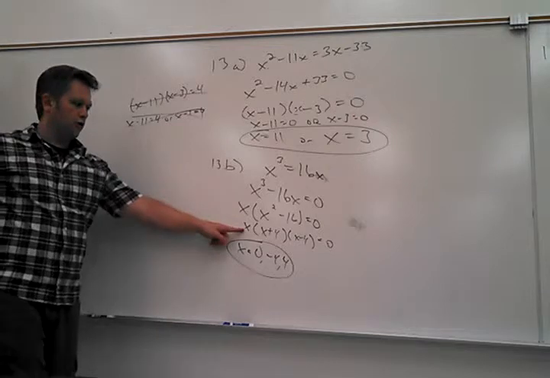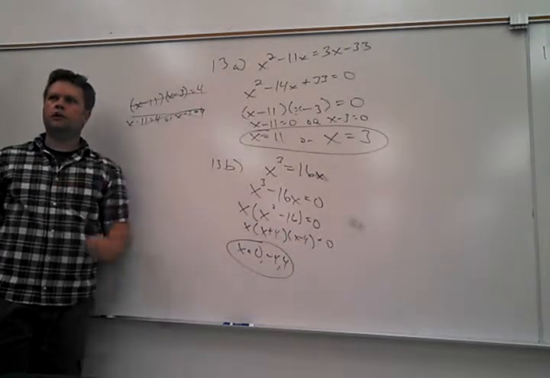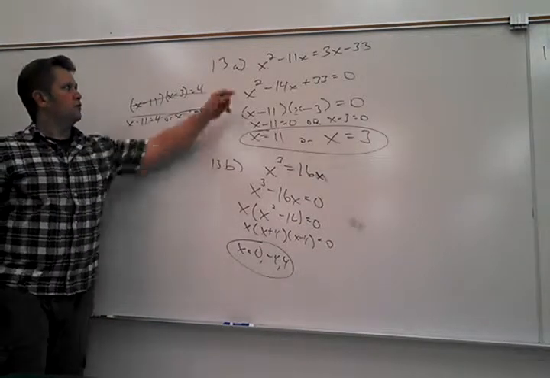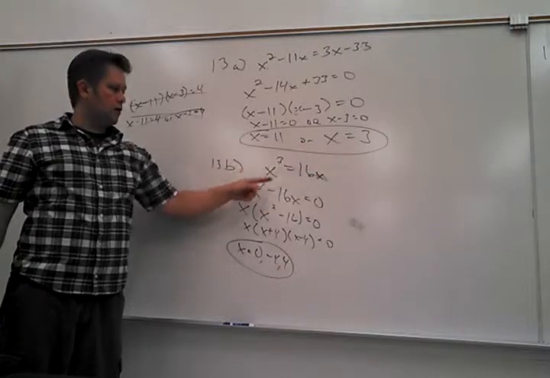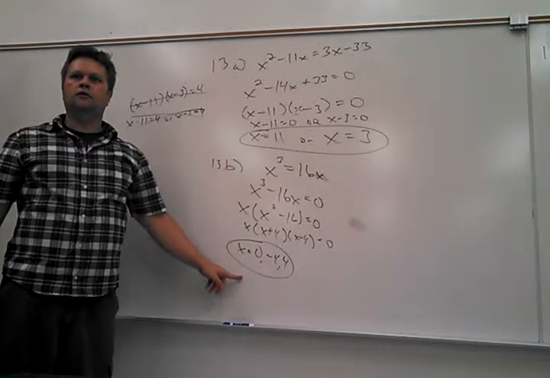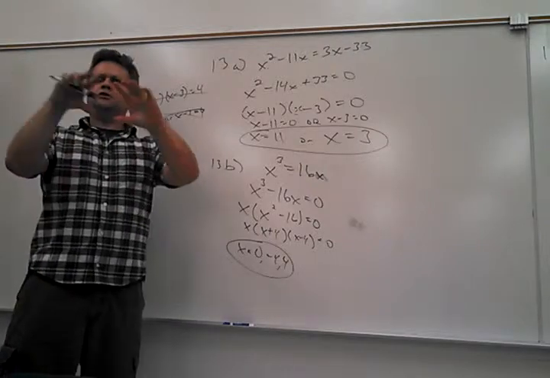All right, 0 would make it 0, and negative 4 would make it 0, and 4 would make it 0. So those 3 answers. Notice something. What was the power here? 2. How many answers did we get? What was the power here? 3. How many answers did we get? Interesting. Will it always be that way? No. You gotta be careful. Sometimes you'll get answers that repeat.